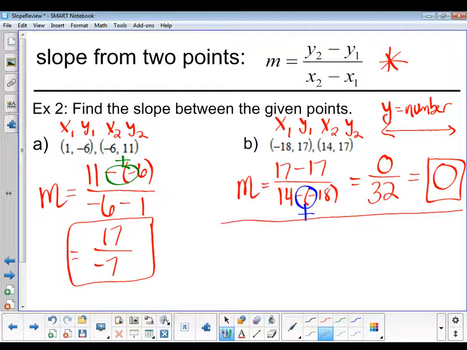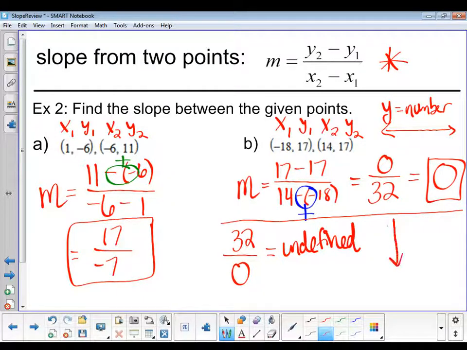So there is another situation that you look at this with. If we had flipped this and say the 0 was on the bottom instead of the top, this would actually give us an undefined slope. And undefined slopes are vertical lines, and they are x equals number equations. And that's important to remember for later on.